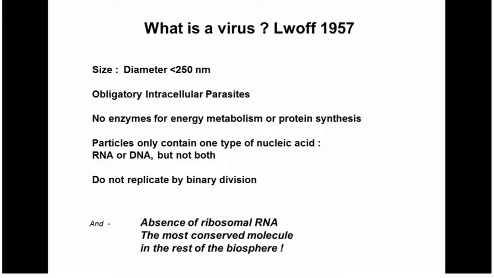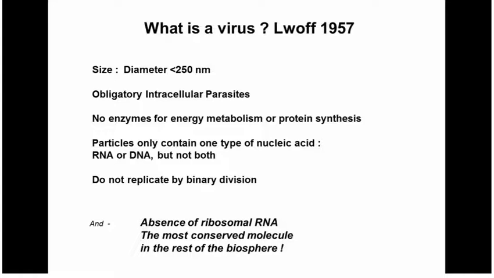And another thing that one can add, but is not part of the Lebœuf definition, is that no virus carries a gene that codes for ribosomal RNA. Now, this is really quite a surprising observation because ribosomal RNA is one of the most conserved molecules in the whole of all cellular life, and it's what we can use to construct a universal phylogenetic tree.